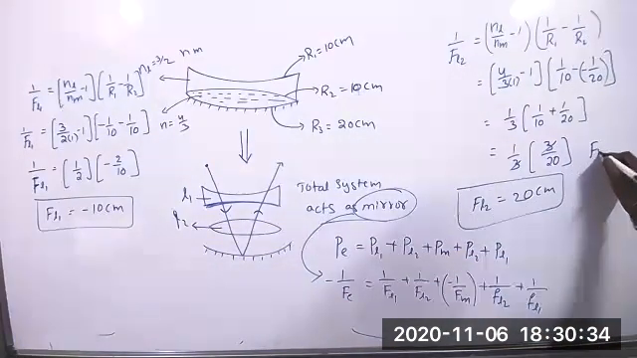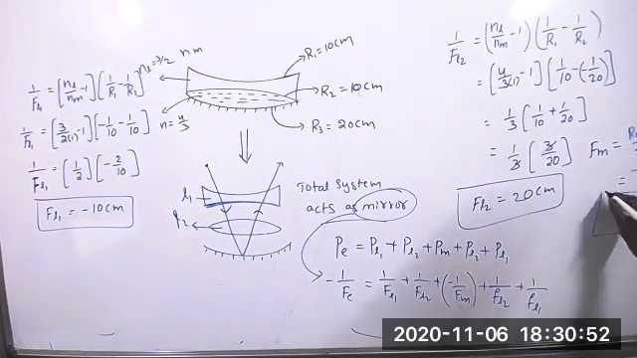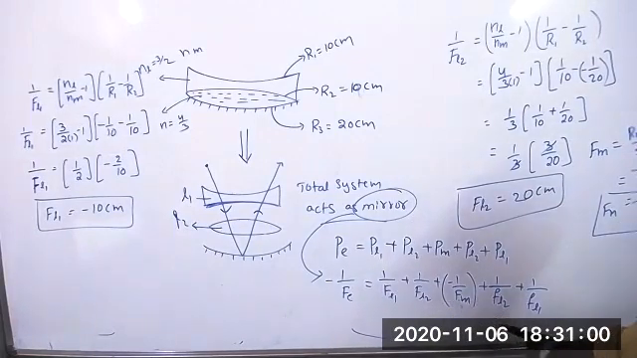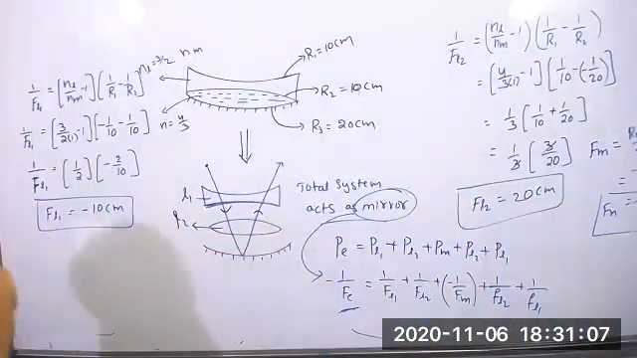Now FM, how much? Focal length of the mirror, how much? Radius of curvature by 2. RM by 2. RM how much? Minus 20 by 2 equal to minus 10. This is FM. So we know FL1, FL2, and FM. Substitute those values, then you will get the focal length.